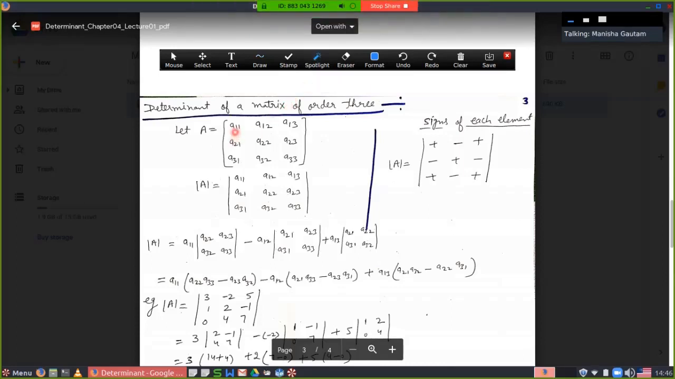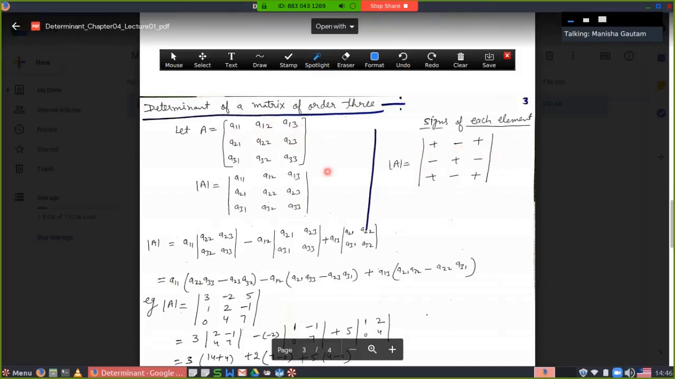Yes, you can see A11, 1, 1. 1 plus 1 is 2. Minus 1 to the power 2 gives you a positive sign. Minus 1 to the power 3, 1 plus 2 from A12, gives you a minus sign. Similarly, minus 1 to the power 1 plus 3 gives you a plus sign.